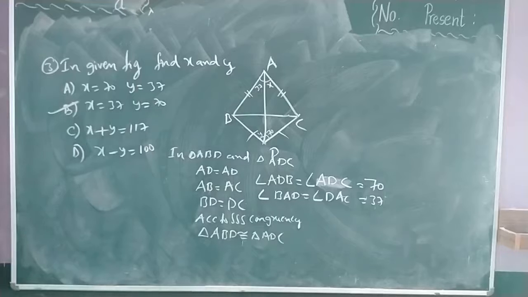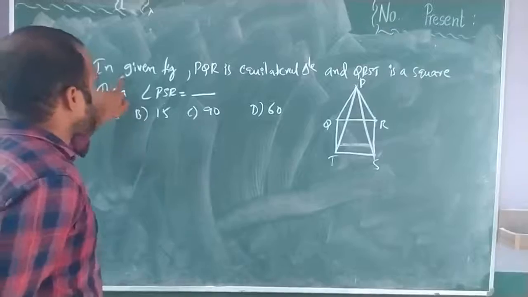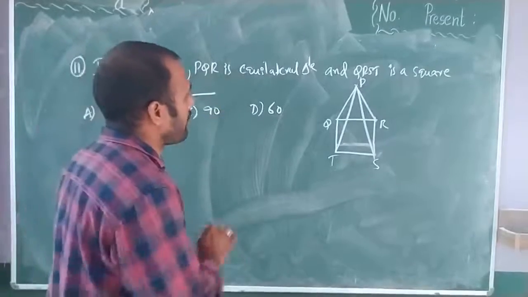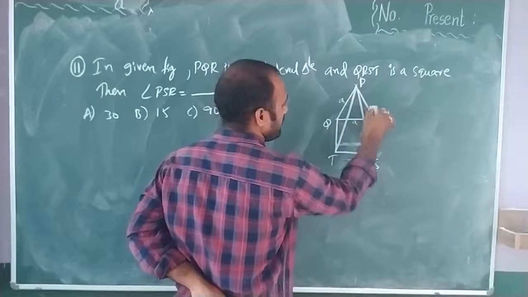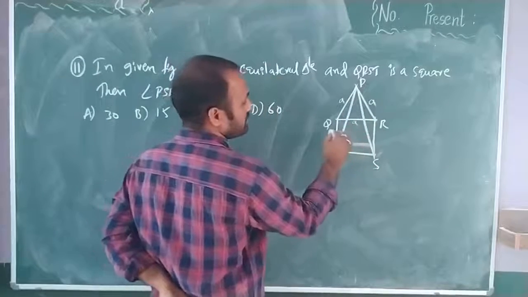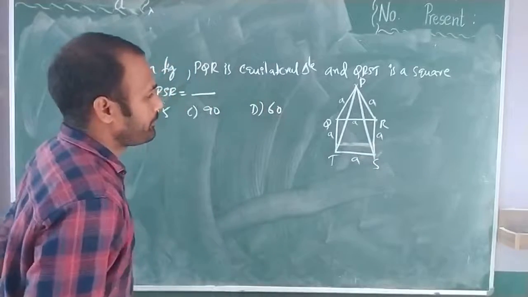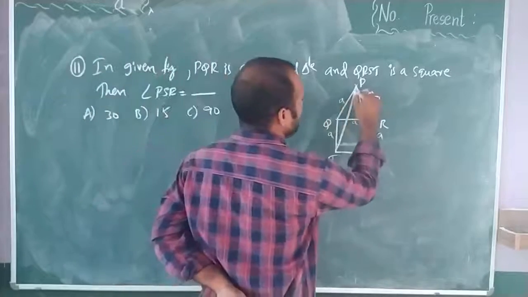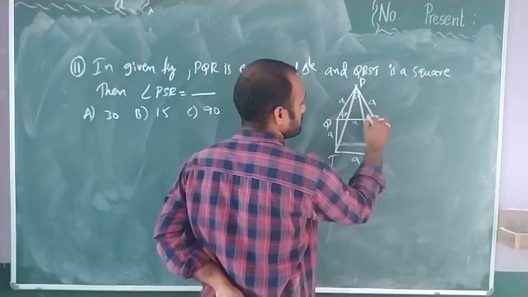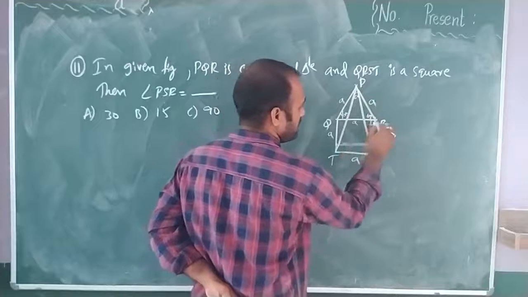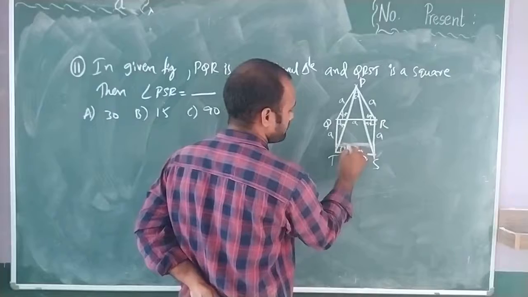Now see this 11th question. In the given figure, PQR is an equilateral triangle. So PQR is an equilateral triangle, all sides are equal. We can put it as A. In a square, all sides are equal again. In an equilateral triangle, each angle is 60 degrees, so 60, 60, 60. In a square, each angle is 90 degrees.